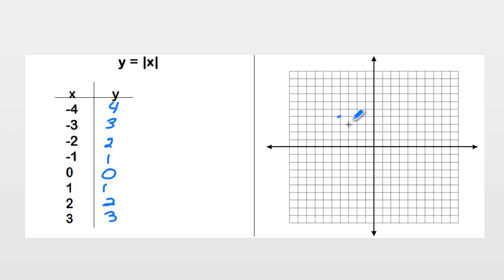When x is -3, y is +3. X is -2, y is +2. -1, 1. 0, 0. 1, 1. And so forth. So as you can see, we're getting a V-shaped graph.